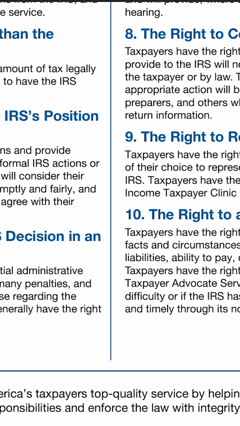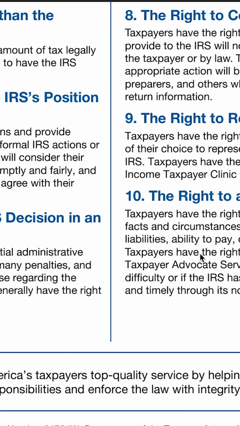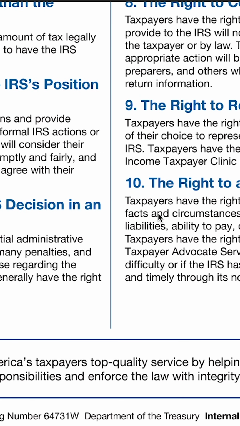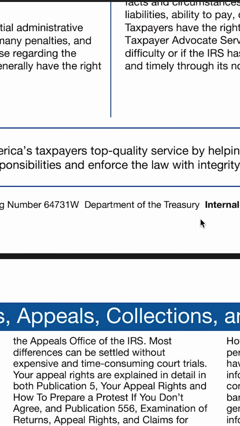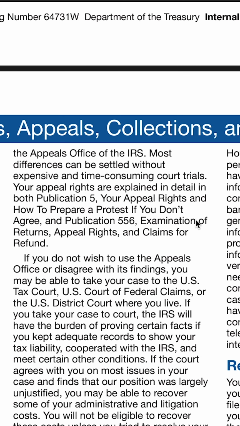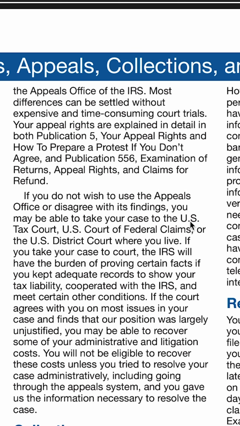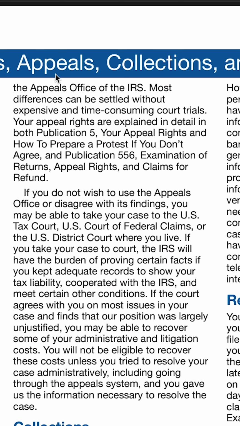Taxpayers have a right to expect the tax system to consider facts and circumstances. So one nice thing the IRS does is they'll look at the facts and circumstances to make a decision, as opposed to a lot of the state agencies, where it's just the letter of the law. But especially if you have a reasonable agent, they'll look at the facts and circumstances and try to make a good decision for you. This outlines your examinations, appeals, collections, and refunds.